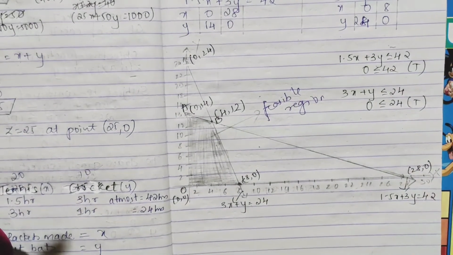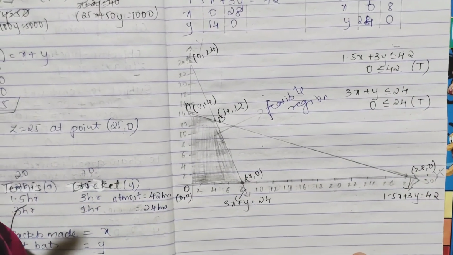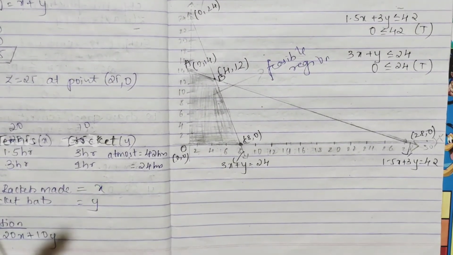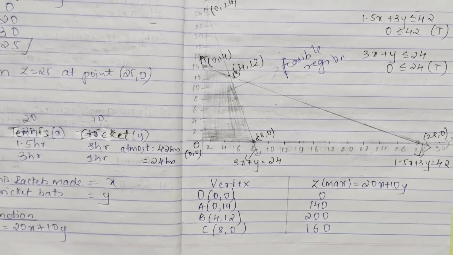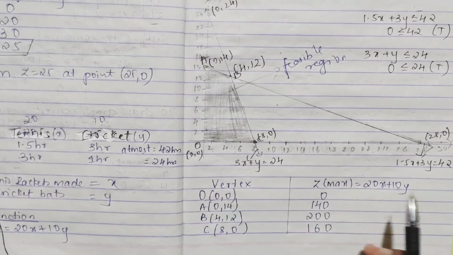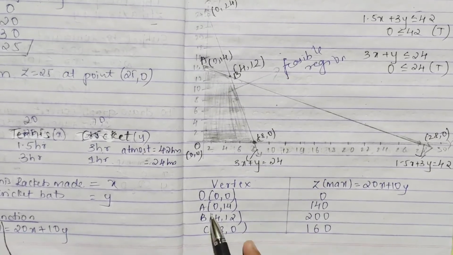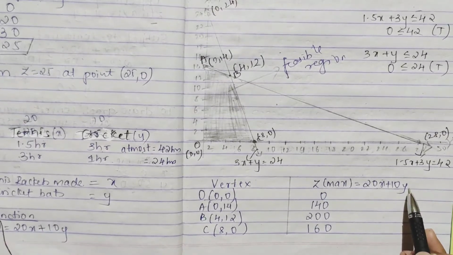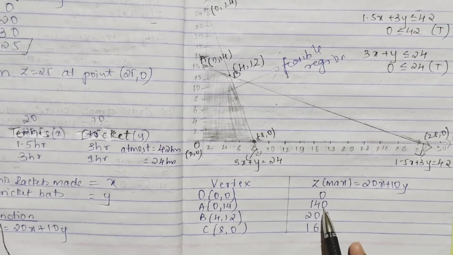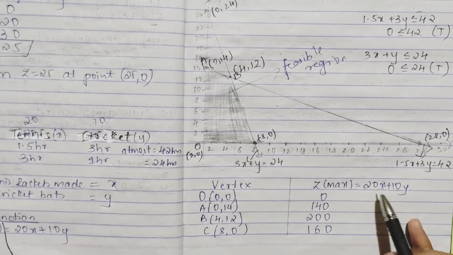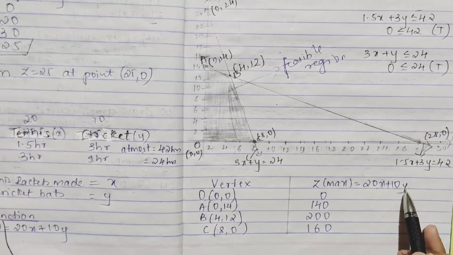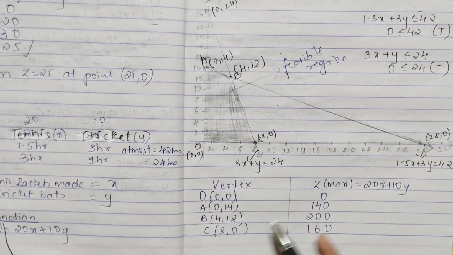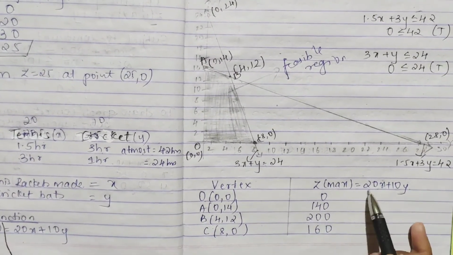Okay, so find out. They have said maximum, right? Yeah, maximum. So find out the maximum point. I have done it. For the origin 0, 0, if you put x 0, y 0, it will be 0 itself. Next point A, 0, 14. So x you are putting 0, so this term will be 0. 10, y is 14, so 10 into 14 is 140. B point is 4, 12. So 20 into 4 is 80, 10 into 12 is 120, 80 plus 120 is 200. C, x is 8, so put here 8, y term 0, so 20 into 8 is 160.